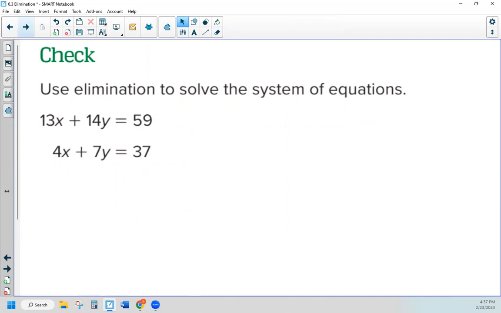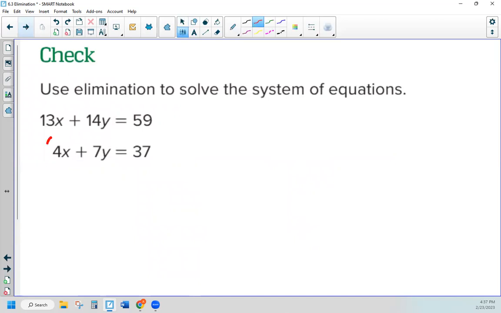All right. Here we go. Now, make sure you line them up. Your x's are lined up, y's are lined up, and your constants are lined up. The next thing in your mind would be, what are the numbers here that I can get to be the same so I can add or subtract to cancel them out? And to my brain, that would be the 7 and the 14, right?